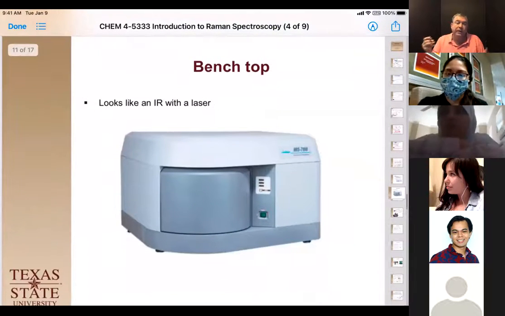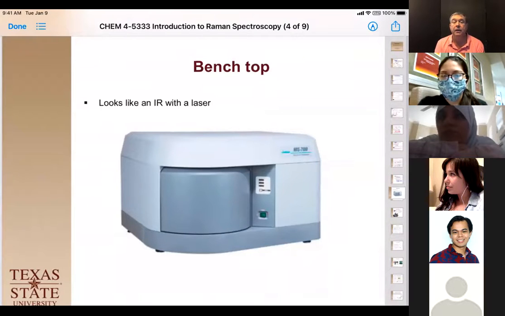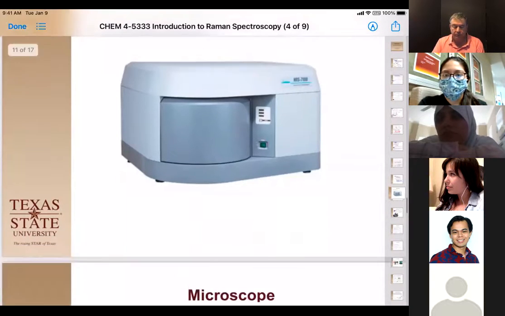So the cool thing is most of them look just kind of like an IR with a laser. Most of them have a safety shield because of the laser light. Most of them have very easy sample holders. Again, you can use test tubes or capillaries, so it's very easy sample prep. You don't have to purge it for CO2. You don't have to worry about water in your system. So it's really a durable system.